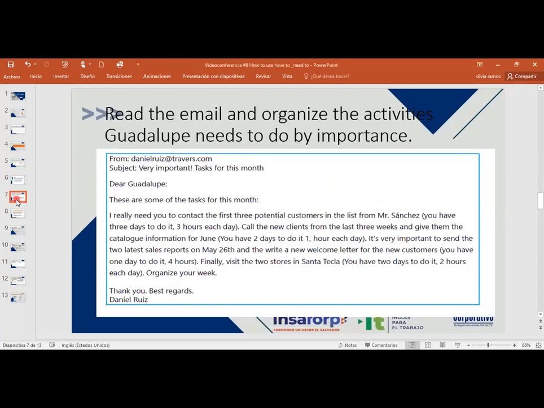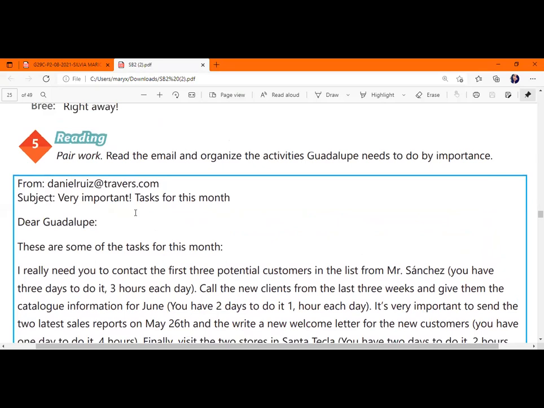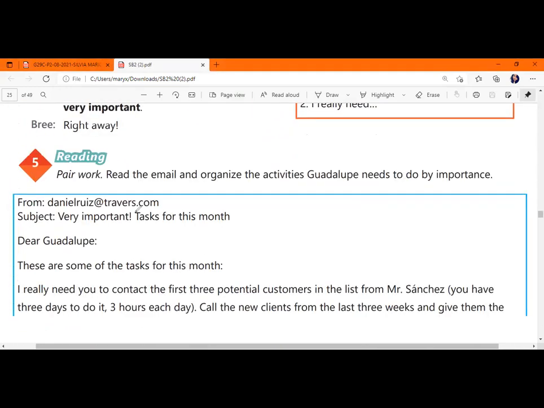Veamos otros ejemplos, right? We have here, this email is in the book, okay? This email is in the book. It's an email from Daniel Ruiz. It's on page 25, right? And we're going to see necessities there, right? So we're going to pair work and read the information. We have from Daniel Ruiz at travers.com. ¿Lo pueden ver en el libro? Después de la conversación chiquita que hicimos? Yes. Yes, excellent. It says here, right?